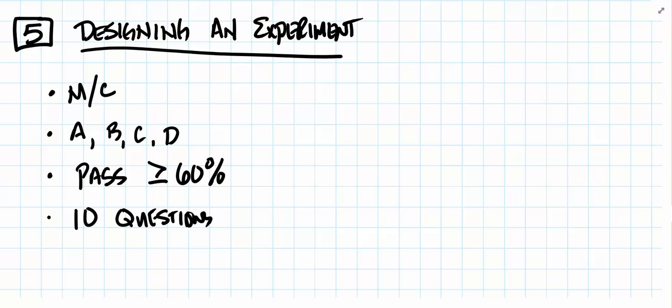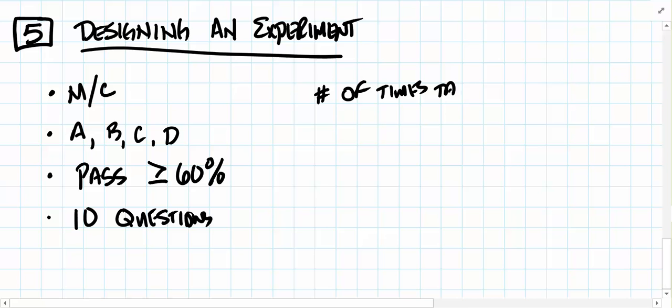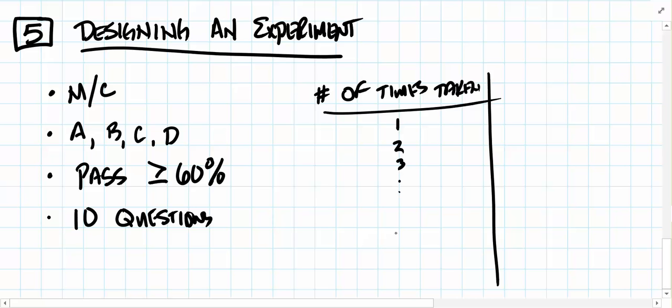So here's what you're going to do. You're going to make a chart. This is going to be number of times taken. And this side, you're going to number 1, 2, 3, all the way down to 18, 19, and 20. Over here on this side, you're going to tell me whether or not you get your percentage, your percentage points. And what are you looking for? You're looking for greater than or equal to what?